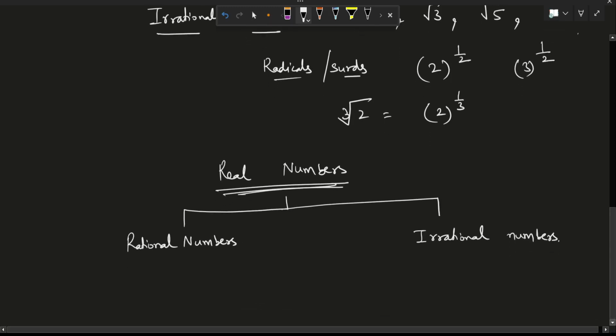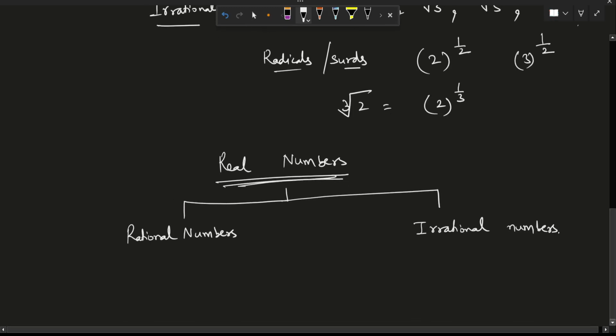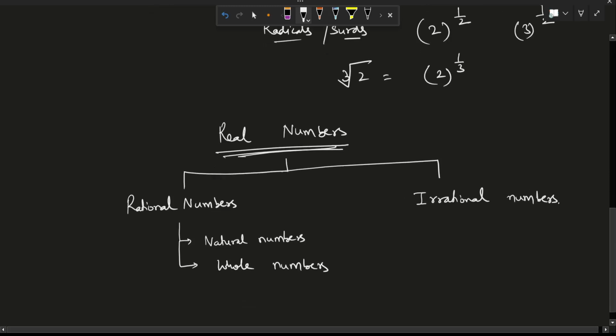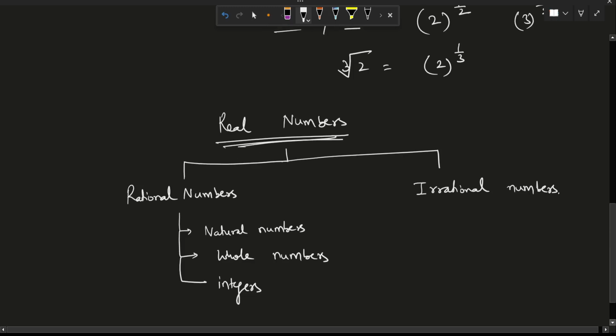Now, irrational numbers are the ones with powers, like root 2, root 3, all those things. Rational numbers, if I say, include everything: your natural numbers, your whole numbers, integers, and numbers in fractional form. They are all rational numbers only.